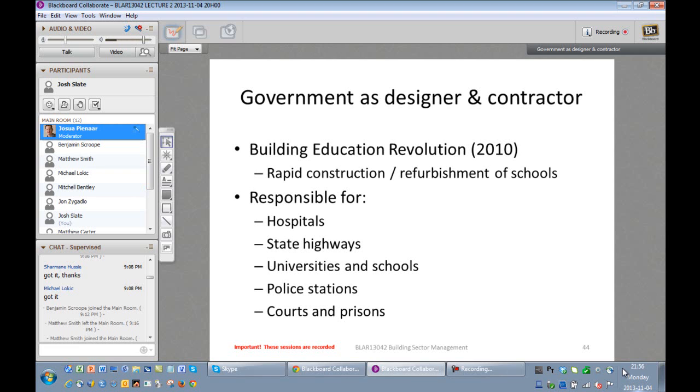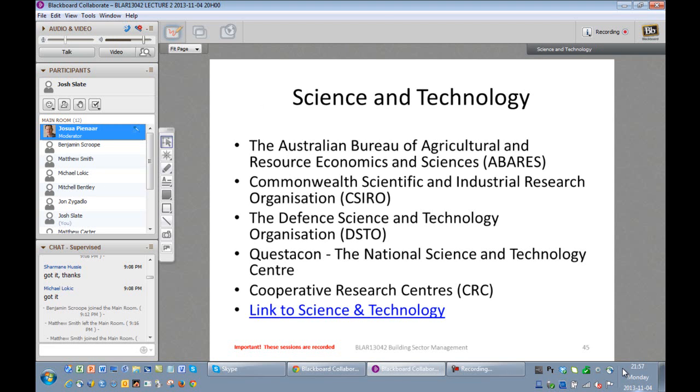So yeah, I can see we'll have to at some point in time have a political debate about what's happening in the country. We might not have it tonight though. So there's a few ideas for you in terms of the government as a designer and a contractor. And then I think if I slide over to the next slide, this is now the last section that I wanted to cover tonight, which is the science and technology, the investment from the government side.